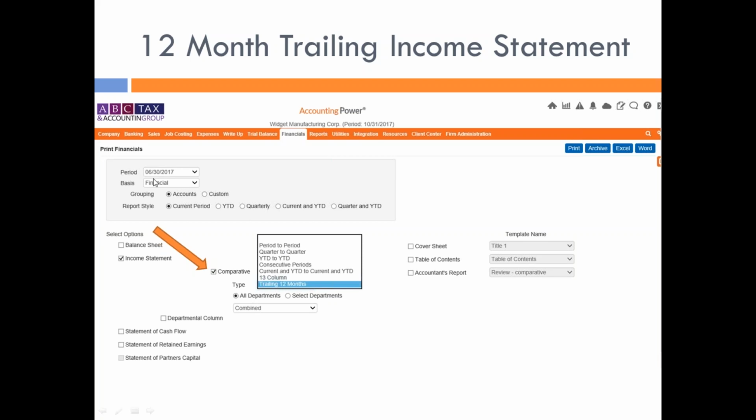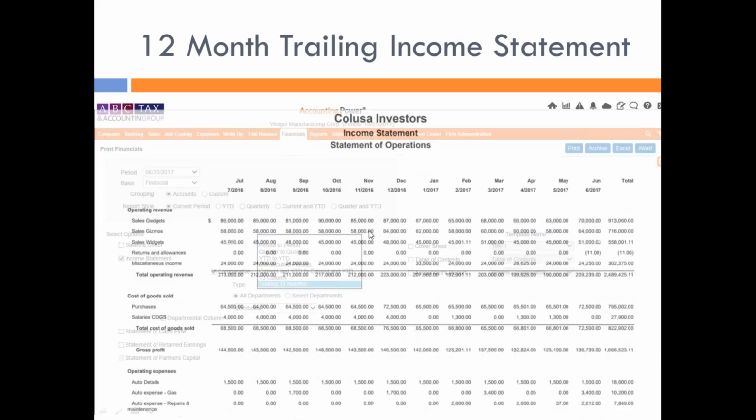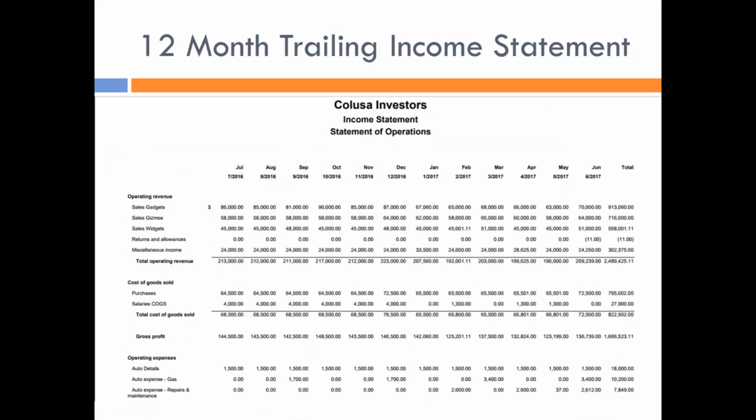What that will do is, you see the current period is 6/30/2017, it'll bring up an income statement for the last 12 months. So this income statement can span across more than one year. And there are a lot of different uses for this income statement, a lot of places where it can help you or it can help your clients.